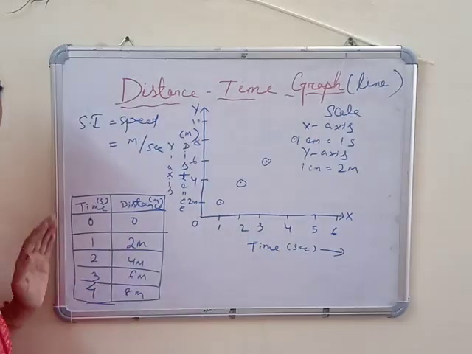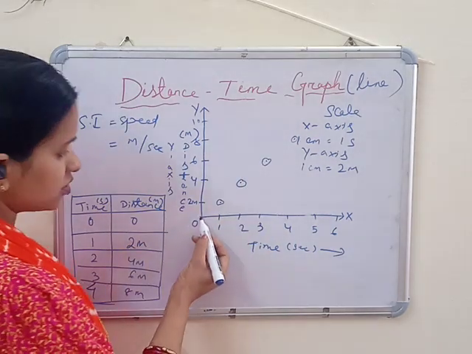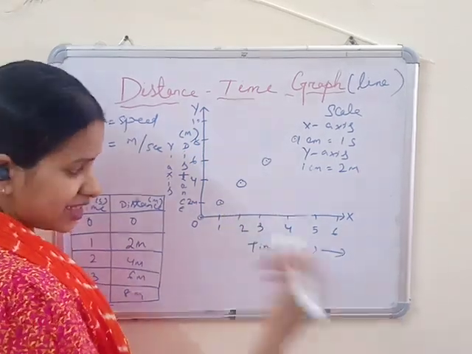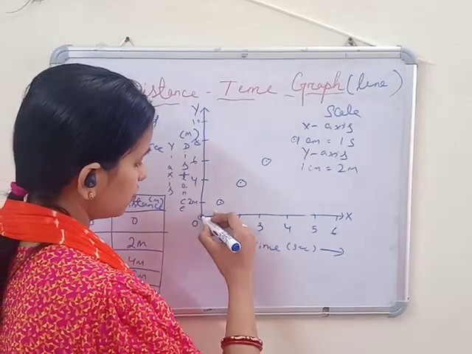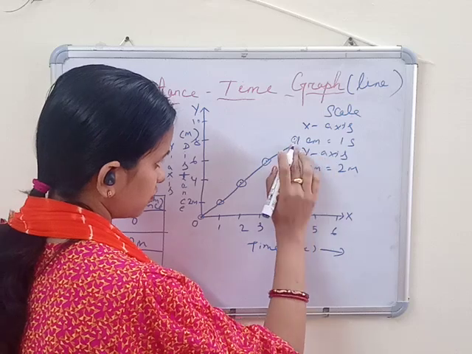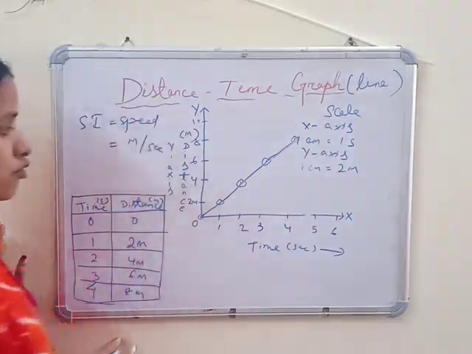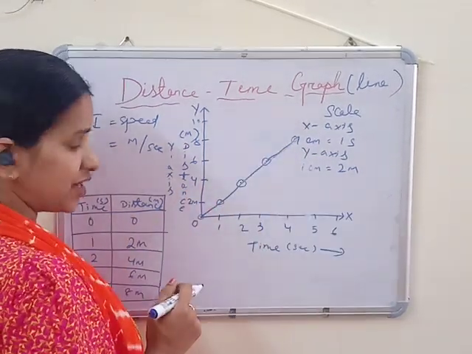Okay. So you got all the 5 points, because 5 numbers of data are given. This 1 point, 2, 3, 4. Now the next step is to join all the points. Join करो. So when you join it, you get a straight line.